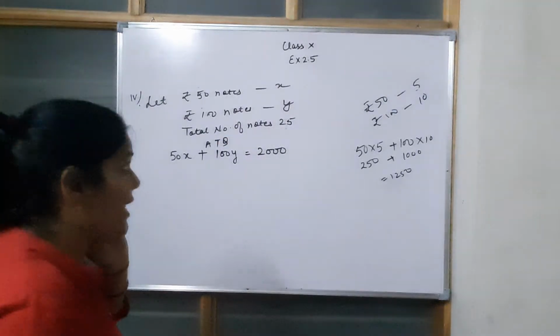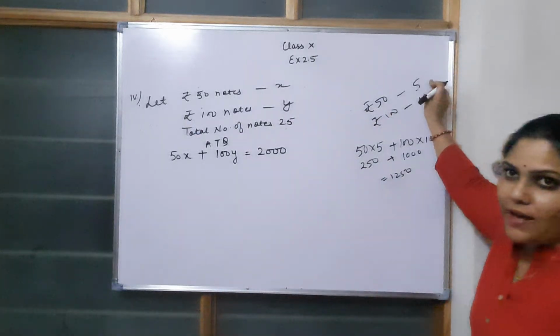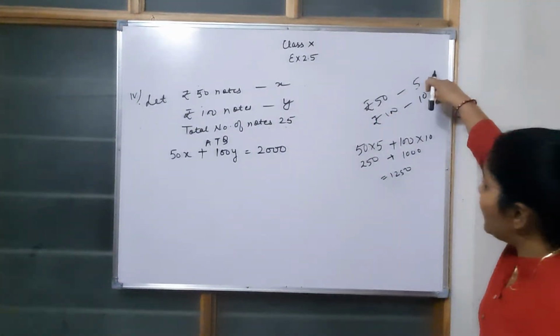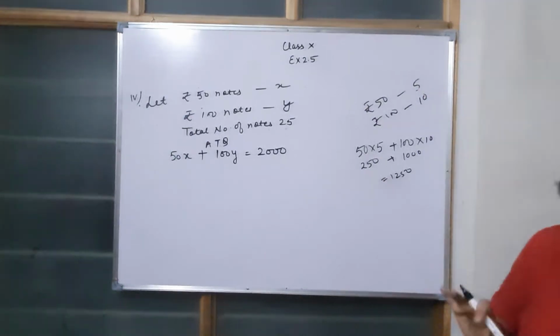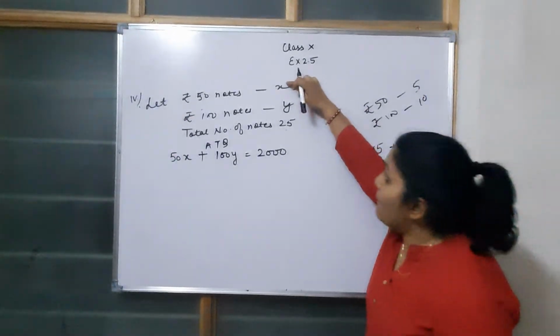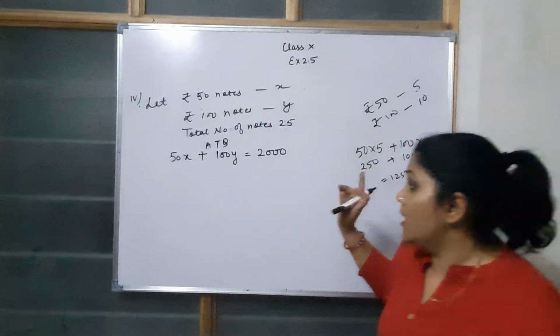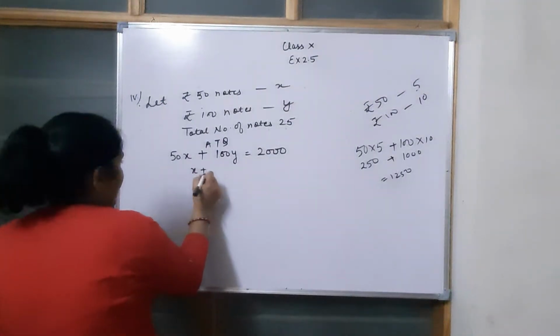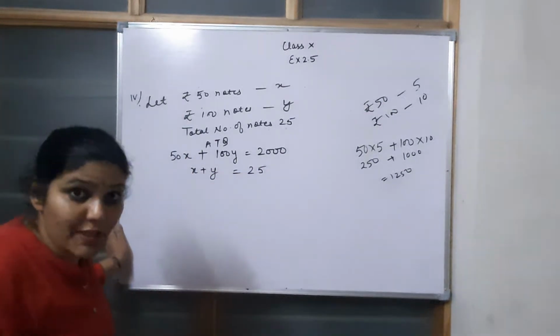Now next, total number of notes. Rupees 50 notes you have 5, and 100 notes 10, so the total notes are 15. Similarly, the number of notes are X and Y, and the total notes are 25. So X plus Y is equal to 25. Is that very much clear?